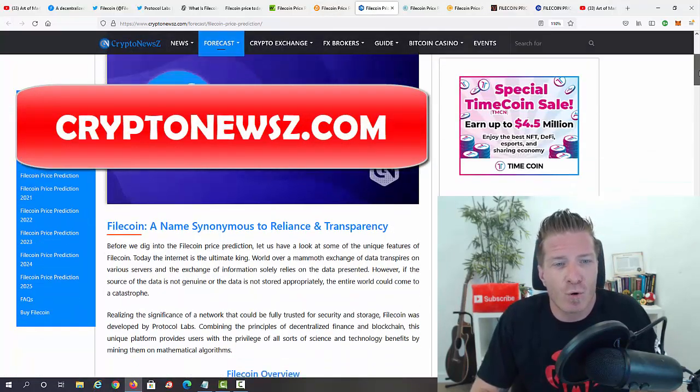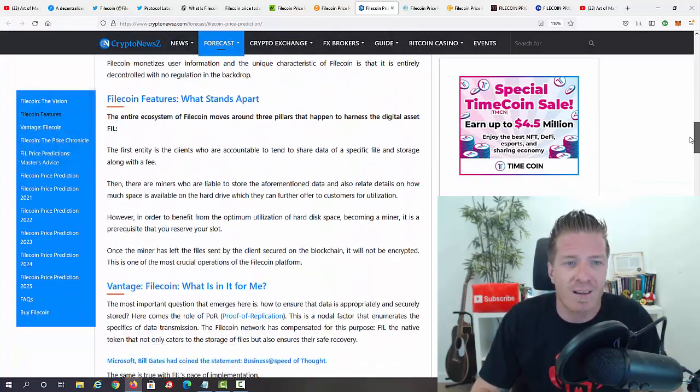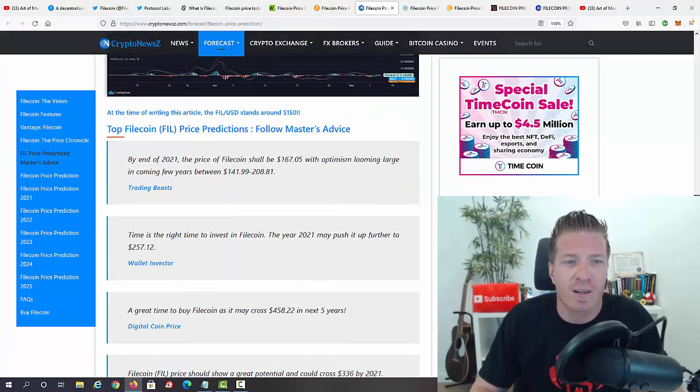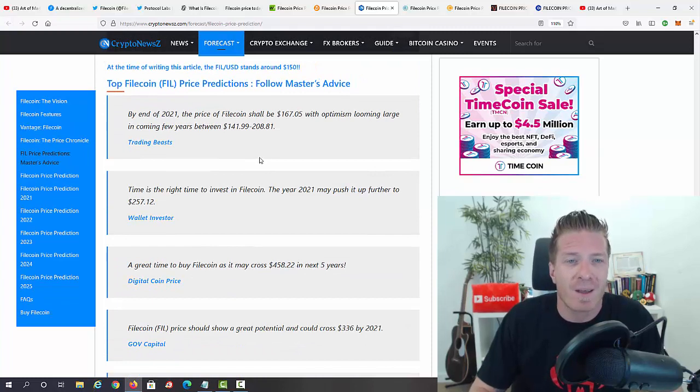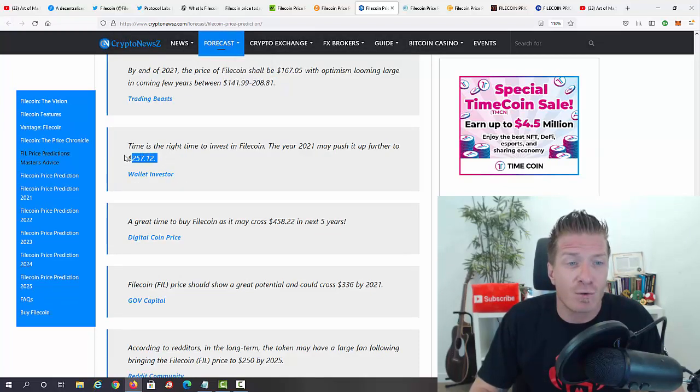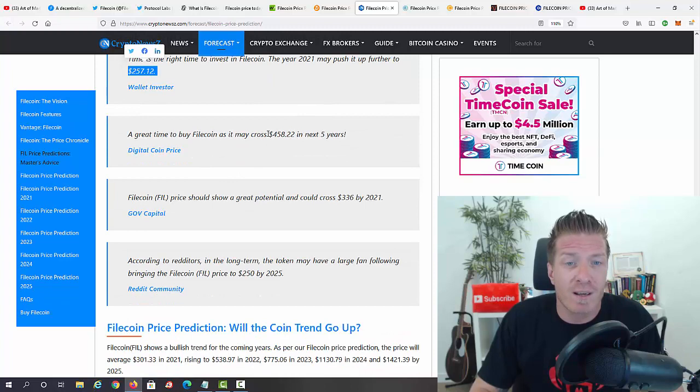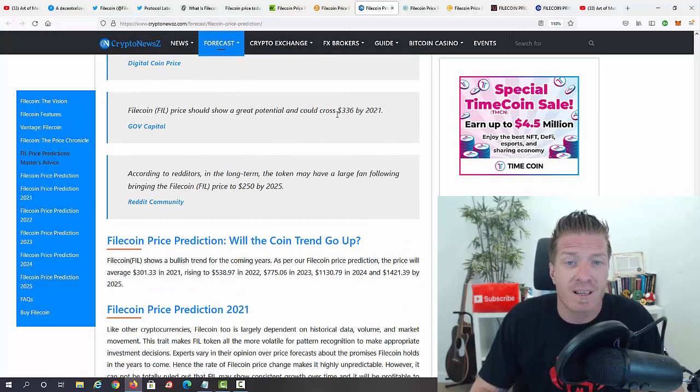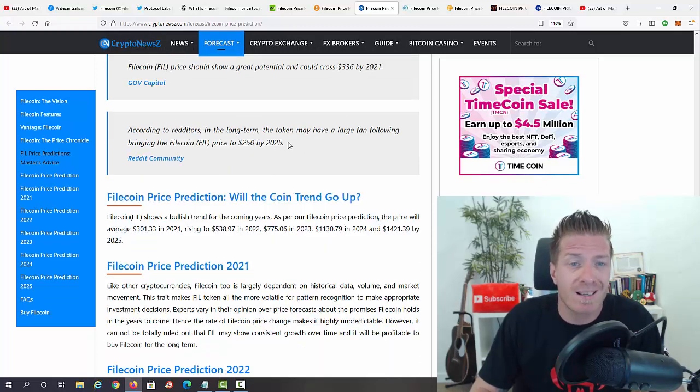They always have cool articles, including the history and technical analysis, but let's go directly to the price prediction. They have a few price predictions from different websites. For example, they have Trading Beast. They say 141 to 208. We have Wallet Investor 257. We have digital coin price 458 in the next 5 years. Gov Capital, they say 336 by 2021. This is actually super bullish. We have the Reddit community, they say $250 by 2025.